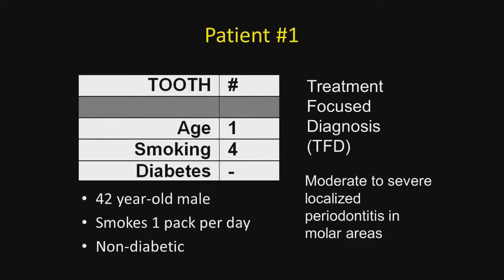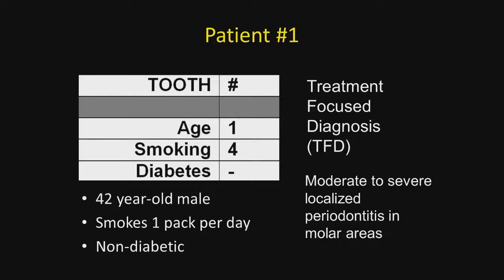Moderate to severe localized periodontitis in the molar areas. So what does that tell us? Exactly where the periodontitis is. It does not mention that there's gingivitis in the anterior area. So other than the molar areas, the rest of the mouth probably could be treated by just a prophy.